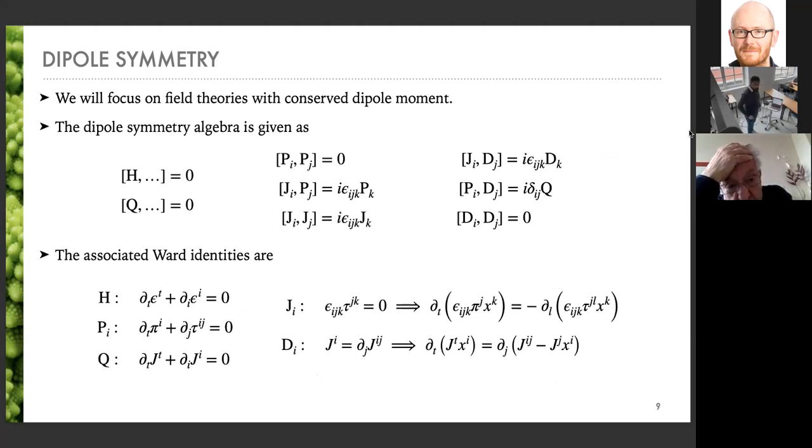Okay, a little bit of group theory. The dipole symmetry algebra is given as follows. In the first two columns, I have the usual algebra. You will see that I have a Hamiltonian for time translations, I have momenta, I have angular momenta. They have the usual commutation relations, and I have some charge which commutes with everything, just like the scalar U(1) charge. I have intentionally dropped any boost symmetry.